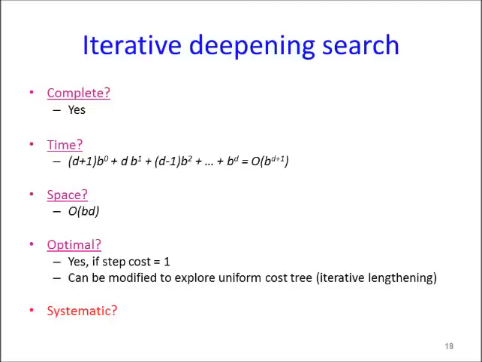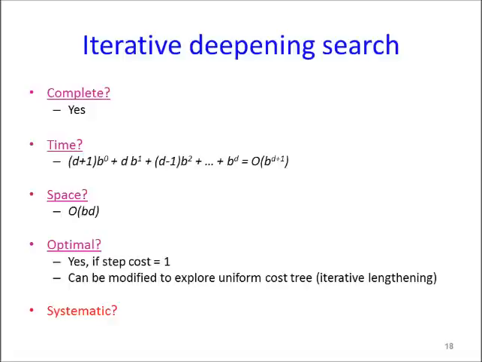Is it complete? Yes. How many of you feel it is not complete? Time complexity we just discussed. Space complexity is B times D, precisely. Pretty awesome. Is it optimal? Cost is 1. Exactly. Is it systematic? Just out of fun. Of course not.